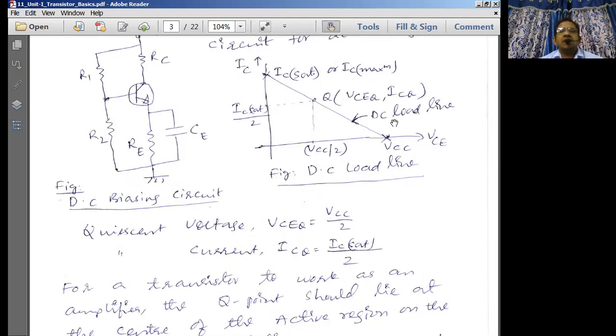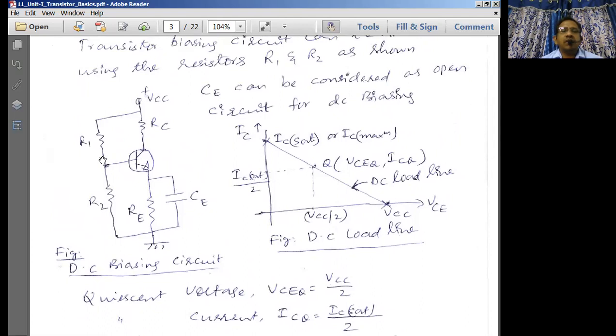So IC SAT, and it is going to be VCE SAT, and this VCC by 2 and IC SAT by 2 is nothing but the center. The center of the y-axis is IC SAT by 2, the center of the x-axis is going to be VCC by 2. And what is this graph which we are going to think about? This is known as the output characteristics graph, the output characteristics of the CE configuration. Now what type of biasing is involved here? It is known as a voltage divider bias circuit.